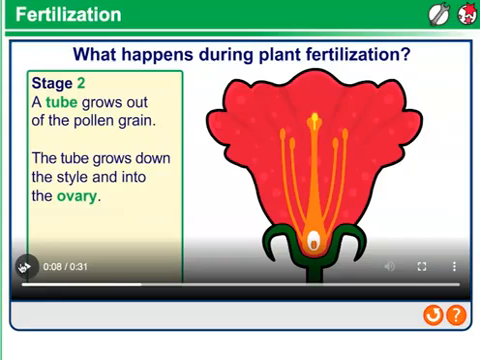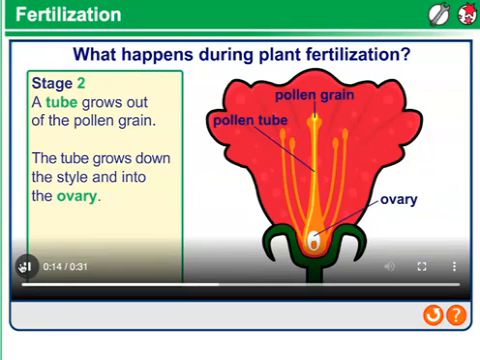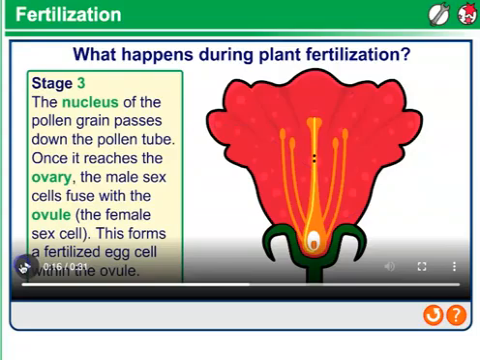In stage 2, a tube grows out of the pollen grain. The tube grows down the style and into the ovary. In stage 3, the nucleus of the pollen grains passes down the pollen tube. Once it reaches the ovary, the male sex cell fuses with the ovule, the female sex cell. This forms a fertilized egg cell within the ovule.